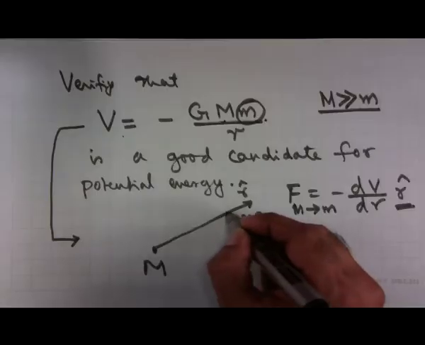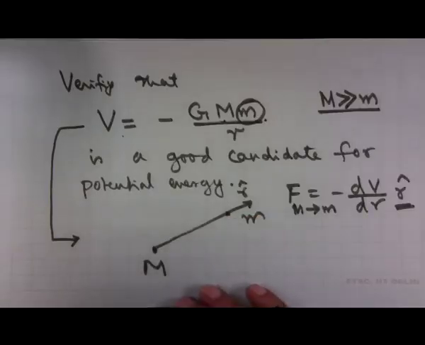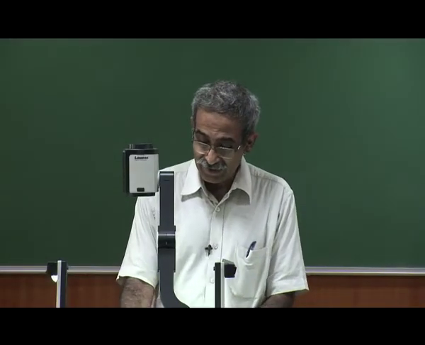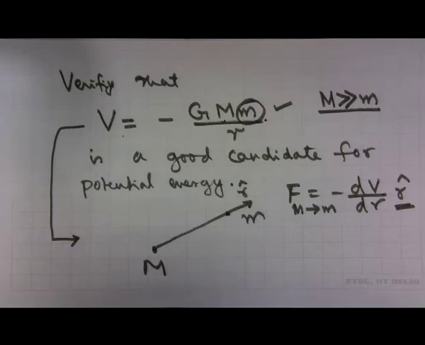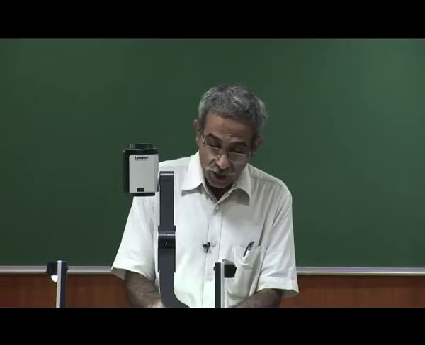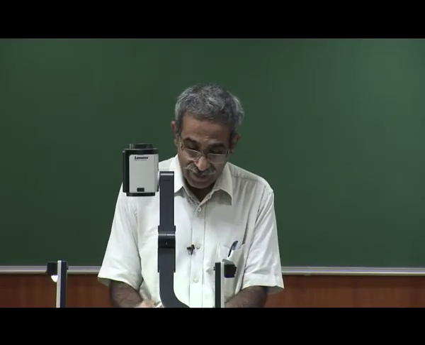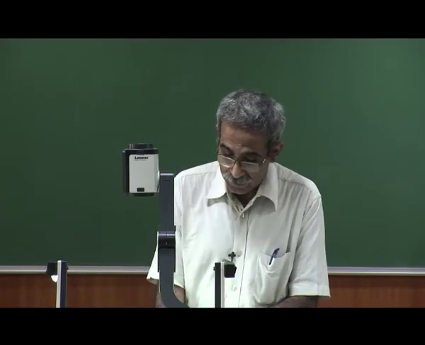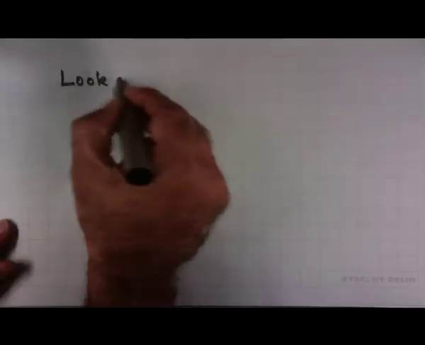Now, all of you are proficient, completely capable of doing the differentiation. I am not even asking you to do the integration. You can verify that this will do the job, minus G M m by r. So what about the constant? In order to understand the constant, look at the limit r going to infinity.